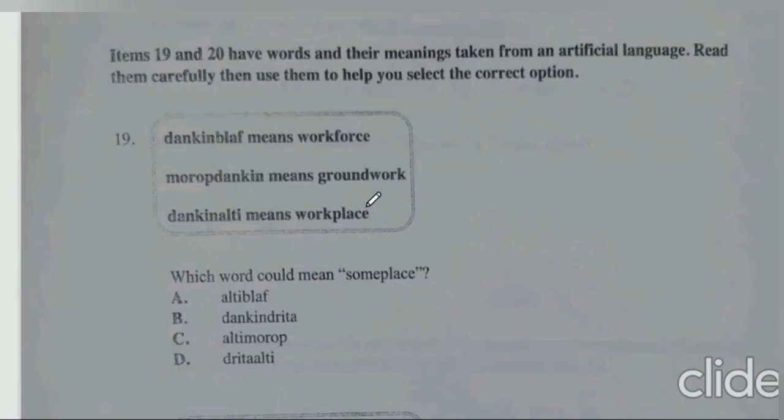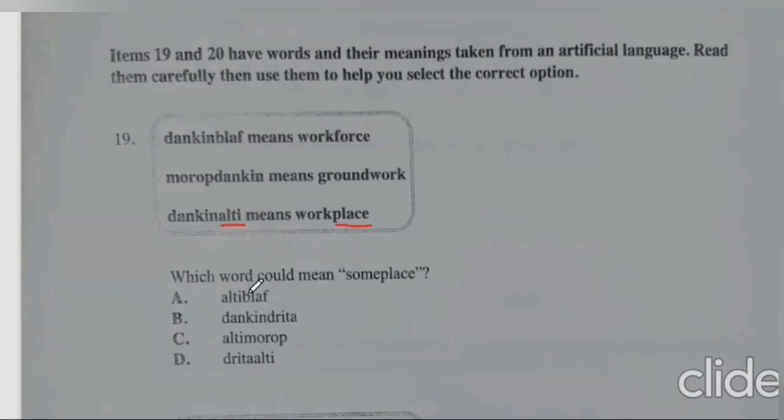Ooh, they almost sound like real words. Well, perhaps they are. I just don't know this language. Which word could mean someplace? So we're going to look to see if we see some in any of these English words that we know. We don't see some, so we cannot decode any of these to say these set of letters mean some. Let's look for place. We do see place in this word, and it's at the end. So let's see here what is at the end. Okay, so alti is at the end here.